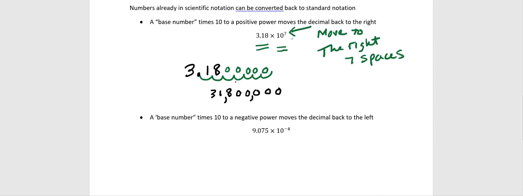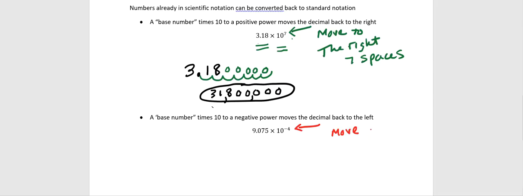So this number, if we read it correctly in standard notation, originally it was 3.18 times 10 to the 7th in scientific notation. That would represent the value 31,800,000. So that's how we take a number in scientific notation and rewrite it in standard notation. If you take that concept and work it for negative exponents, it's going to be the same idea, looking at where our decimal point is, but this time, because it's a negative exponent, it's going to tell us to move some number of spaces to the left.